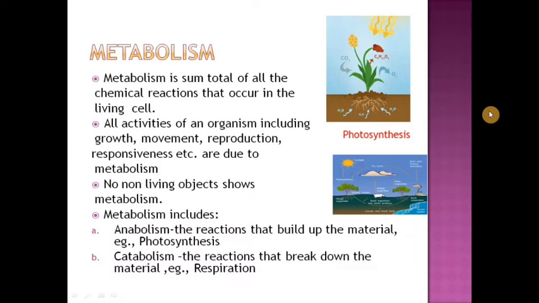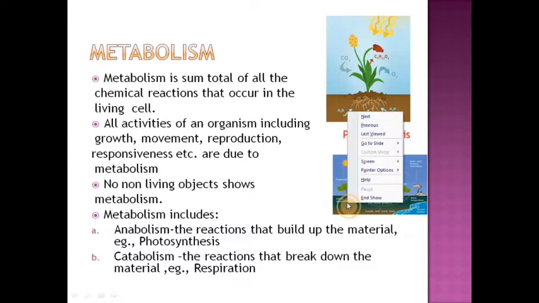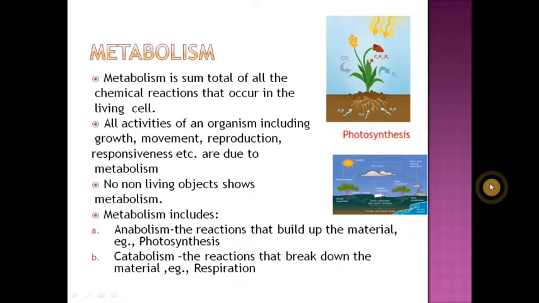When two small substances combine to form one bigger one, that is called anabolism. For example, carbon dioxide and water combine in the presence of sunlight in the process of photosynthesis to produce carbohydrates. Similarly, catabolism is the breakdown of material, that is respiration, where food is broken down to form carbon dioxide and water, with the production of energy.